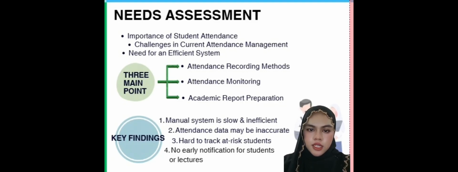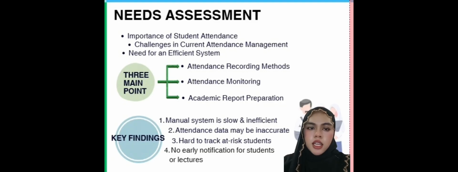Okay, for key findings, the first is that the manual system is slow and inefficient. Based on the findings, the manual attendance system is very slow and inefficient. Lecturers need to mark attendance one by one, which takes a lot of time, especially for large classes. This reduces the time available for teaching and other academic tasks.